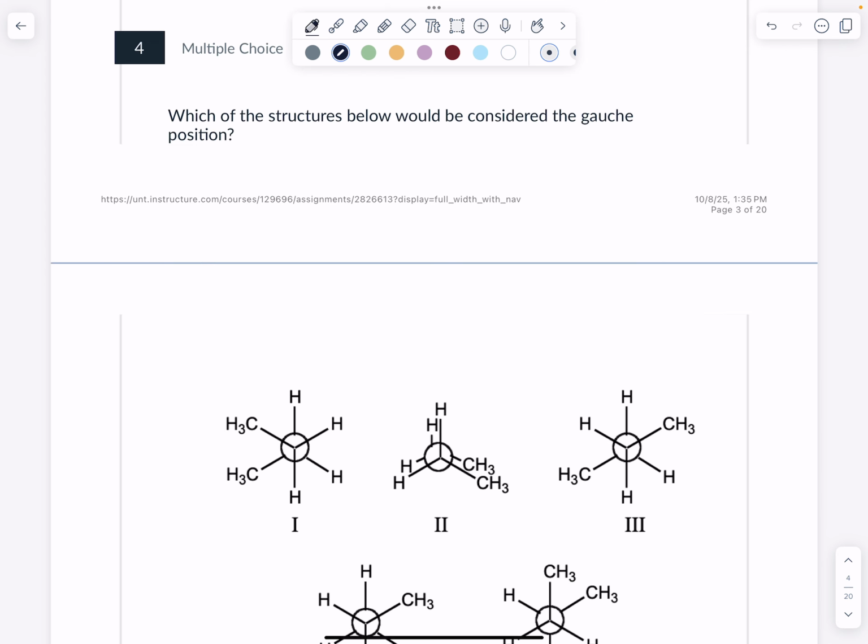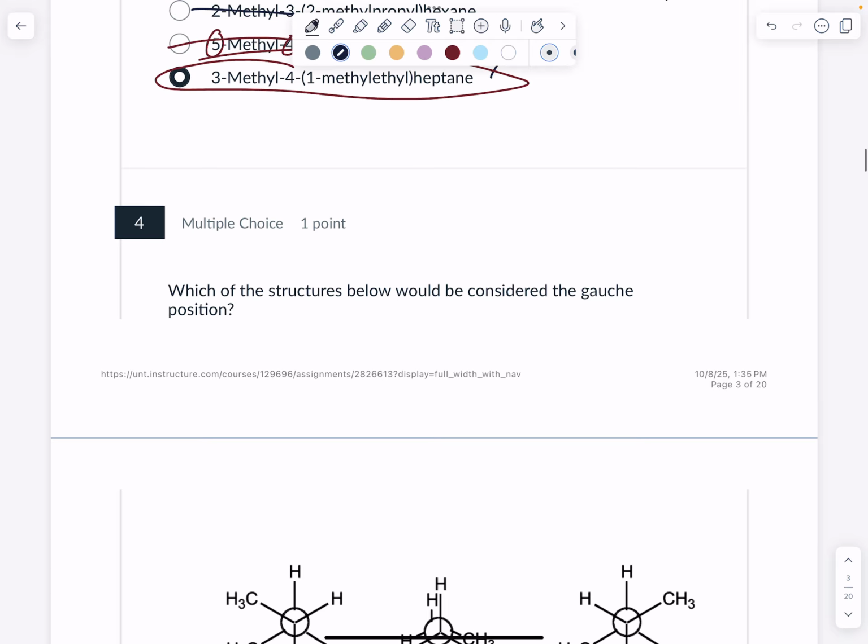Which of the structures below would be considered the gauche position? Okay, so for a Newman projection, if we have our groups opposite like this, and I'll say these two that I circled are biggest, this would be anti, and it's staggered. Anytime the groups aren't laying on top of each other, it's staggered. But if the two biggest groups are opposite each other, then it's anti.